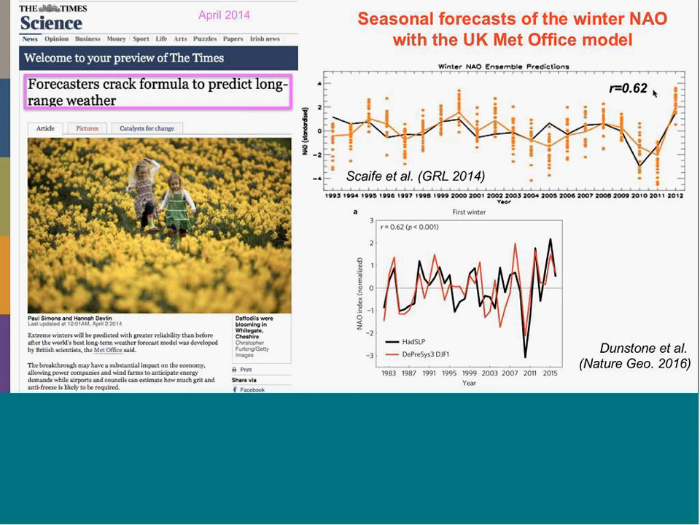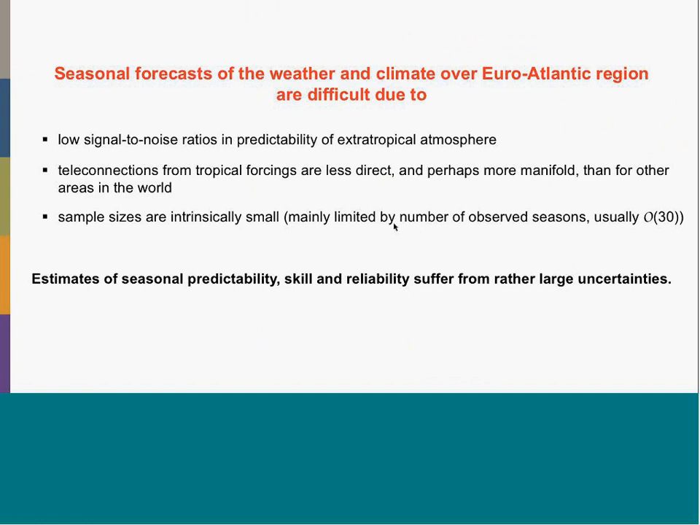and claim that is unprecedented before. And then last year there was a paper by the same group where they found correlation skill in forecasting the NAO even 2 winters in advance, with similar levels of skill here. So the question whether the North Atlantic Oscillation, or in general the climate over the Euro-Atlantic region, can be predicted with any confidence is still quite a matter of debate and ongoing scientific discussion.